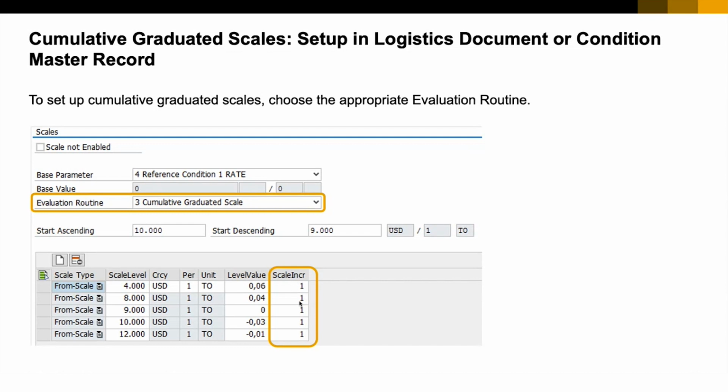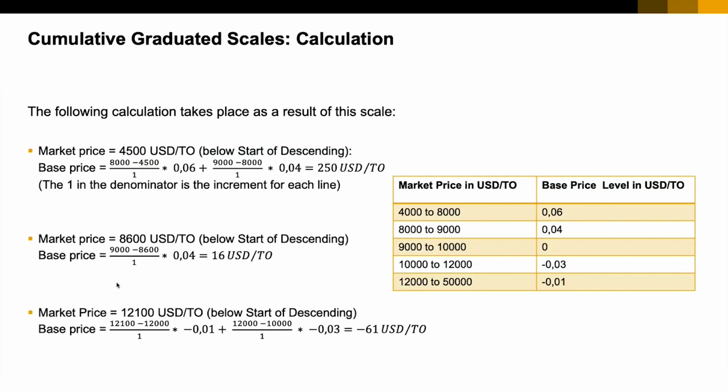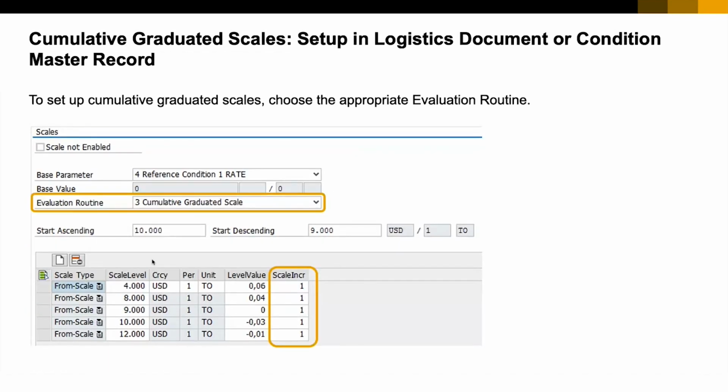Here the scale increment is always 1. This could also be changed if you want to. Once you change this factor, what you divide here would appropriately use that value. Oh, sorry, from the per ton value. This scale increment will be used in your final BRF plus formula. So the same example, what you saw here, is how the cumulative graduated scale would be added in your document. Again, this can be added directly on your document, or you can default it in your condition record.